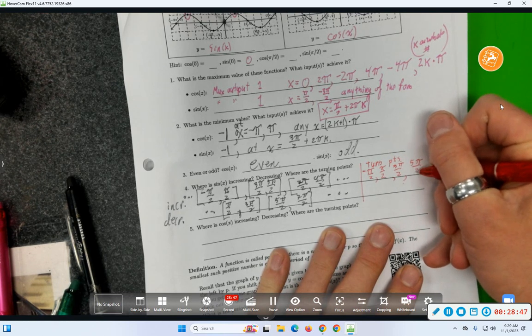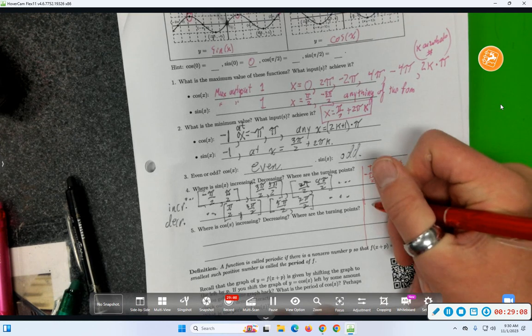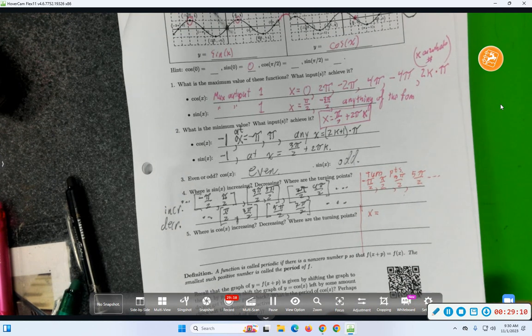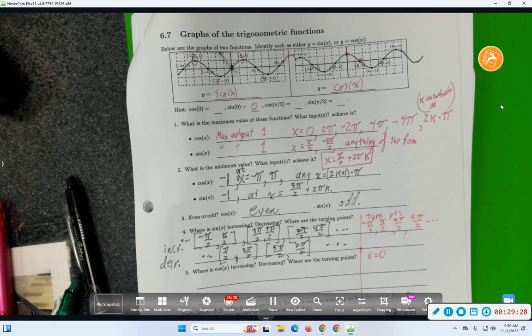Oh, interesting. So what do you think? Every odd number times pi divided by 2? All right, cool. Same thing for cosine. And maybe we'll even just start with the turning points. Tell me the turning points first. So there's the graph of cosine up there. Where's the first turning point you see? X equals 0. It goes from increasing and then it starts decreasing at 0. Where's the next one?